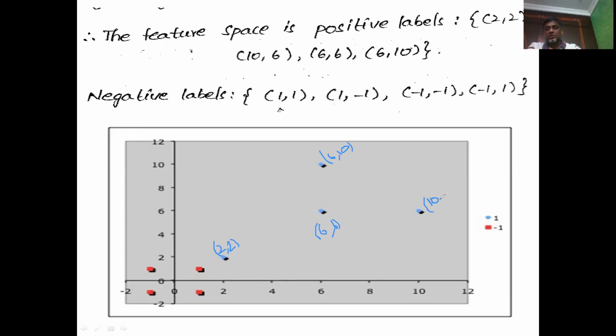Okay, so the feature space is now with the new values of input patterns. These are spread like this on input space. Okay, and the negative labels occupy these positions. They are same. This point is 1 comma 1. This point is 1 comma minus 1. Y value is minus 1 here. And similarly, these 2 points represent this is going to be minus 1 comma 1. And the last point is minus 1 comma minus 1.